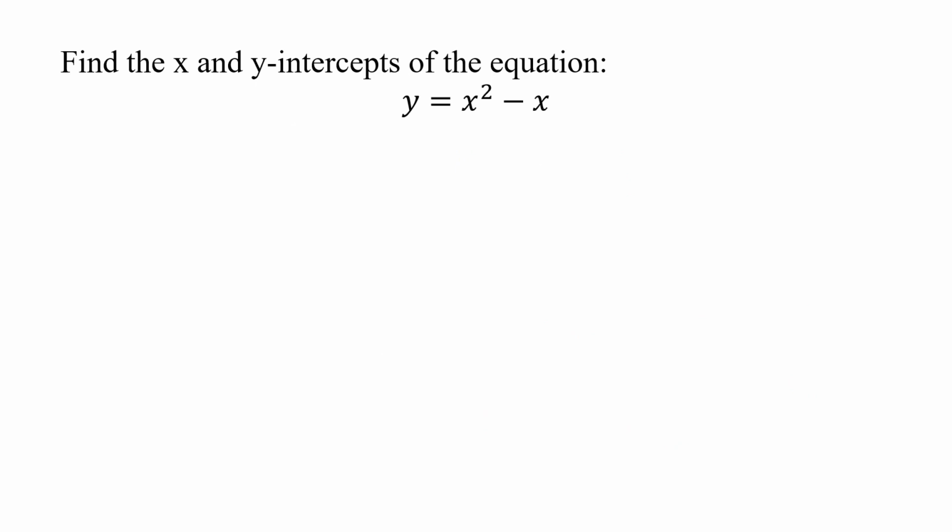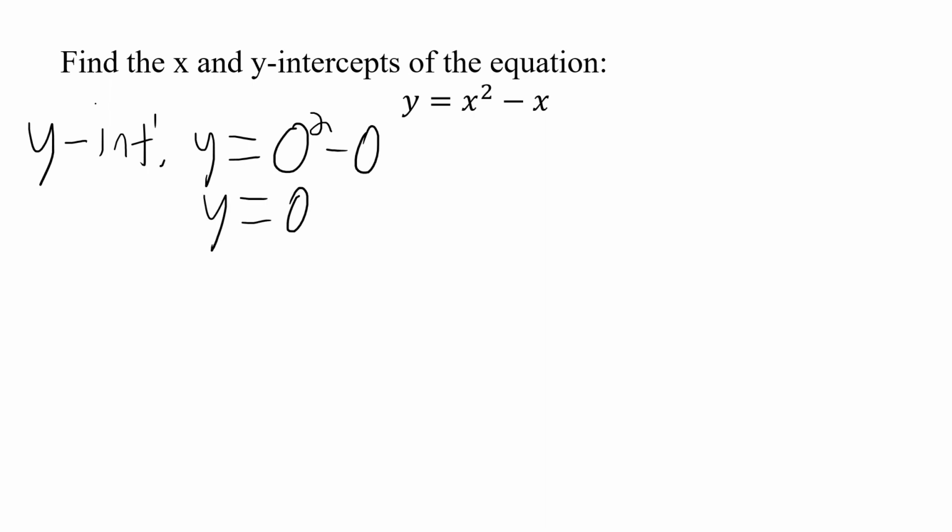Let's find the x and y intercepts of this one. Our y-intercept is going to be, again, we make x 0. When we make x 0, we get y equals, and we have to make every x 0, so y equals 0 squared minus 0. 0 squared is just 0, and 0 minus 0 is just 0. So our y-intercept is 0, and we can write that as (0, 0). That actually means there's an x-intercept there too, because they're both 0, and we're going to find that here. To find our x-intercept, we have to make y 0.